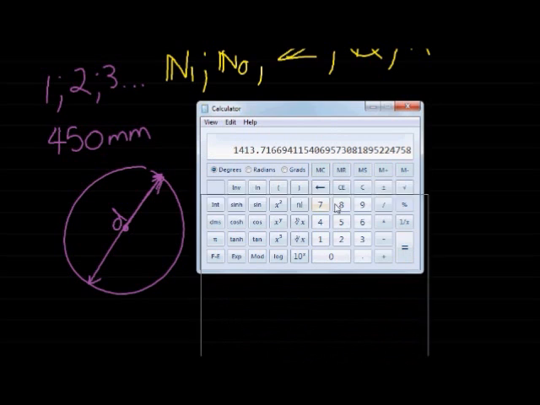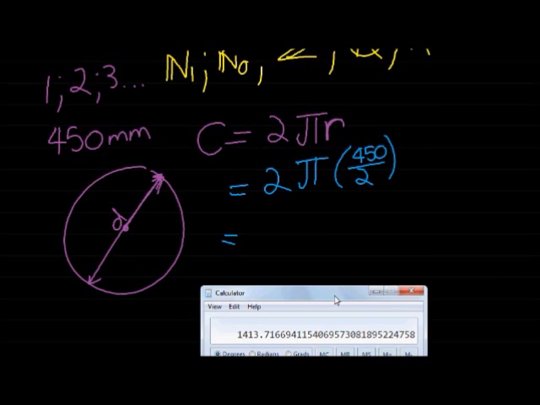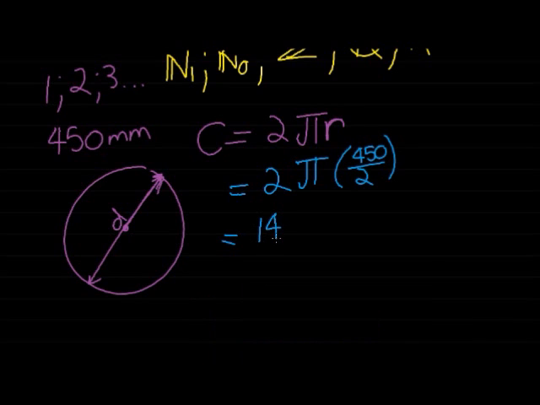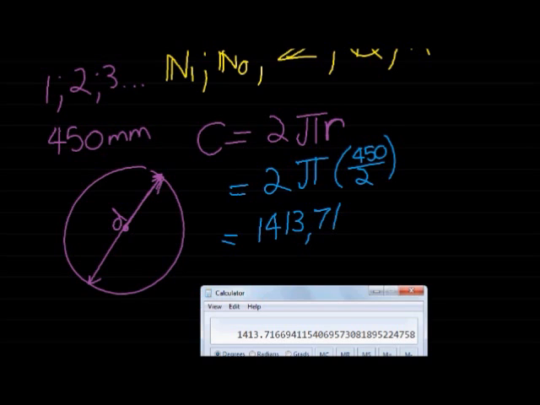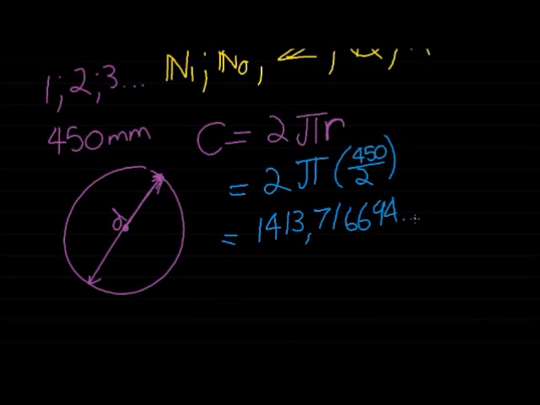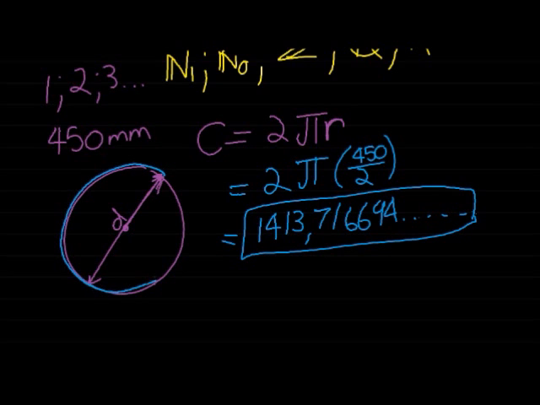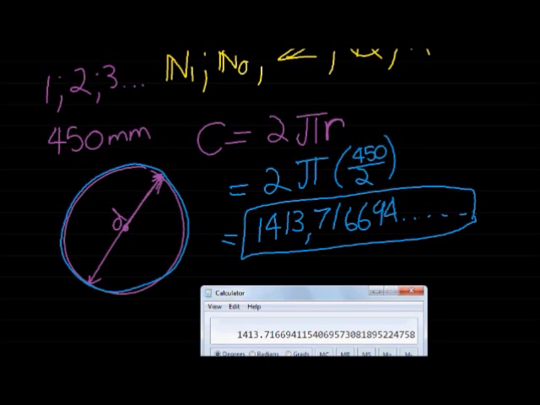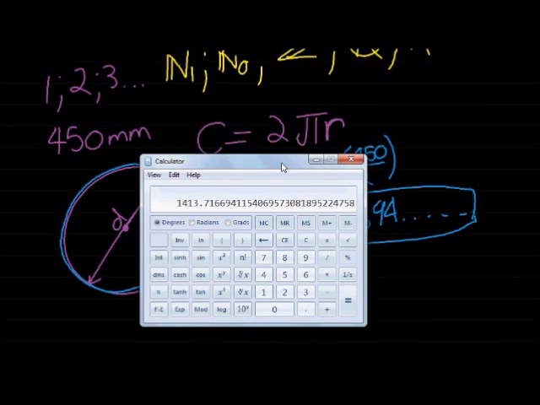But look at this whole answer. This is in millimeters. Let's write that answer down. 1413.716694, and this answer actually goes on infinitely. Which means that I've just calculated or found an irrational number in my home. If I was able to measure that diameter 100% accurately, I would find the circumference of that table's top to be 1413.716694 millimeters, and if I say 100% accurate, it means infinitely many decimals.